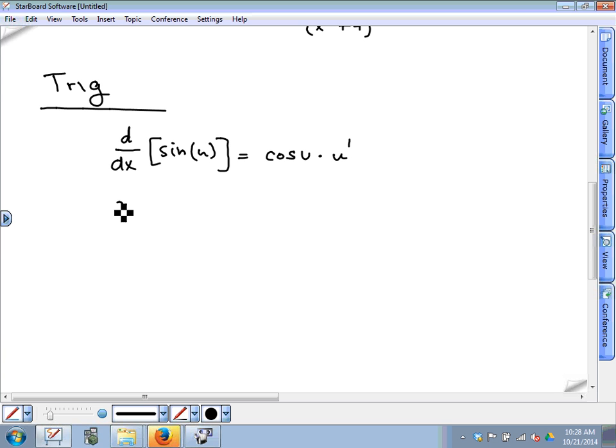The derivative of the cosine of u. What's the derivative of the cosine? Negative sine u. Now where's this u prime come in? What am I doing here? U is a function, right? U isn't a number, U is a function. This is the chain rule, you guys.